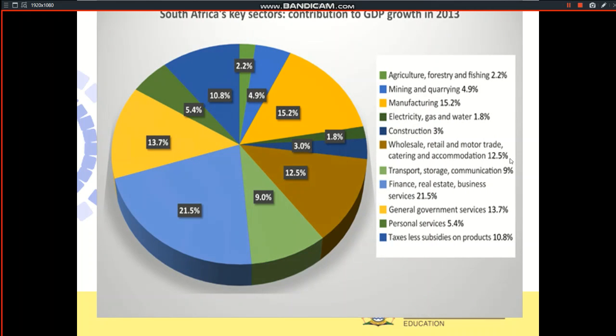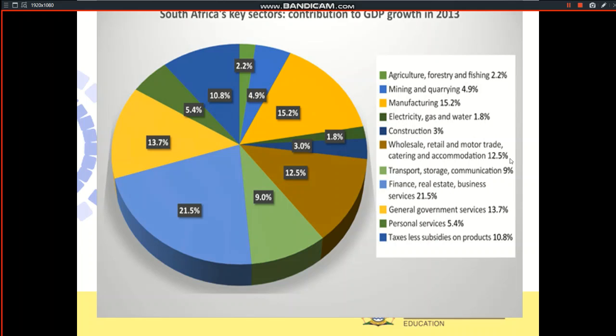Let's look at the following. This is called South Africa's key sectors and how they contribute to the GDP growth. This was just a pie graph where they actually show you how these sectors contribute. This was the contribution to the GDP, the gross domestic product, in 2013. But let us just look at it.